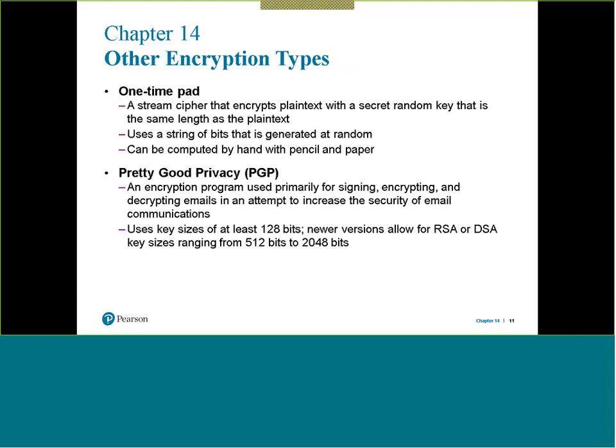All right, something that is sometimes done with encryption is a one-time pad. A one-time pad is a string cipher that basically helps select the random key. It uses a string of bits that is generated at random. We'll get into a problem with that in a minute. It can be computed by hand with pencil and paper.